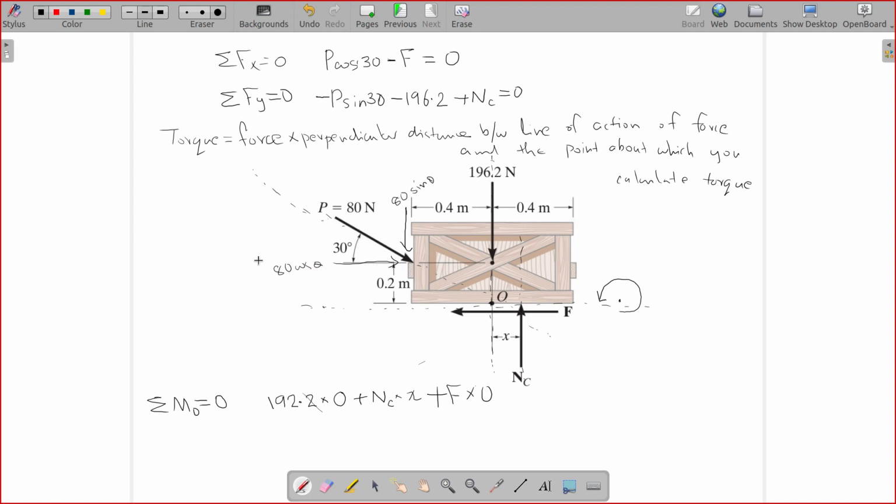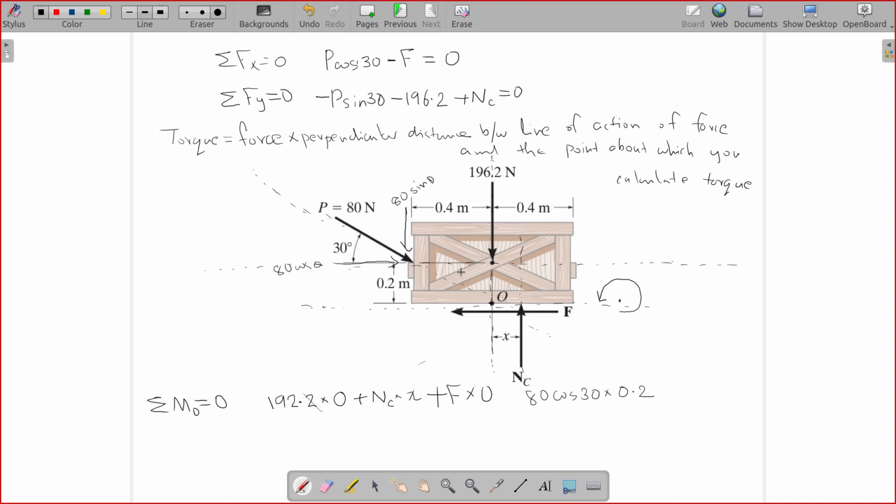The line of action of 80 cos theta is an infinite line. This is the line of action of 80 cos theta. What is the distance between this line and point O? That is 0.2 meter. So 80 cos 30 multiplied by 0.2 is the magnitude of the torque due to 80 cos theta.